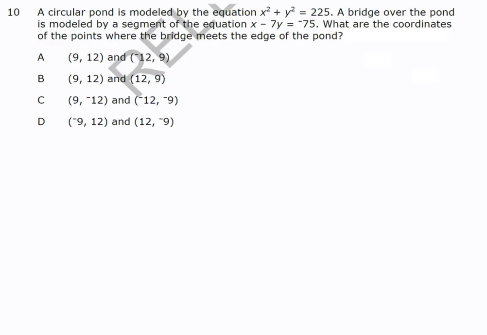Number 10, a circular pond is modeled by the equation x squared plus y squared equals 225. A bridge over the pond is modeled by the segment of the equation x minus 7y is equal to negative 75. What are the coordinates of the points where the bridge meets the edge of the pond? Alright, so I'm going to go through and highlight some key information here. We've got a circular pond modeled by this equation right here. A bridge over the pond is modeled by a segment of the equation, and it gives an equation. What are the coordinates of the points where the bridge meets the edge of the pond?